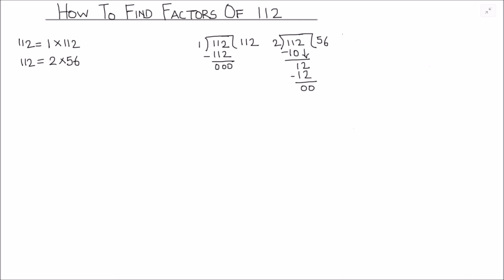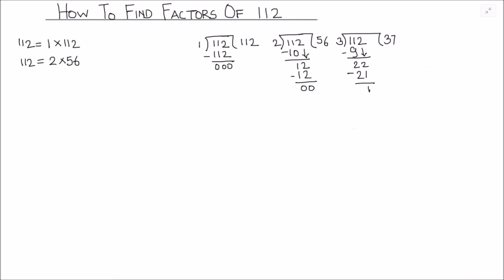Next, we'll divide 112 by the number 3. So 3 times 3 is 9, and the remainder is 2. And then we'll drop down 2, and we got 22. 3 times 7 is 21 and we got 1 as the remainder. Hence 3 is not a factor of 112.